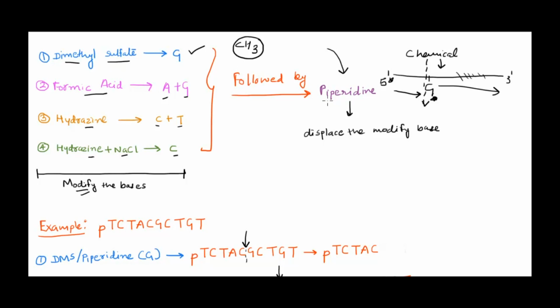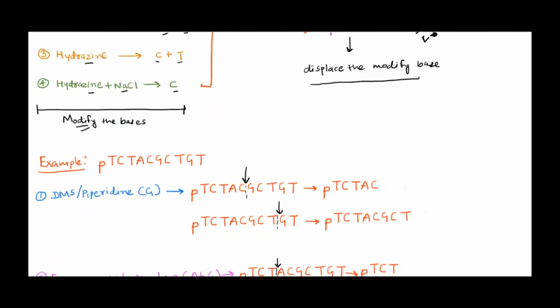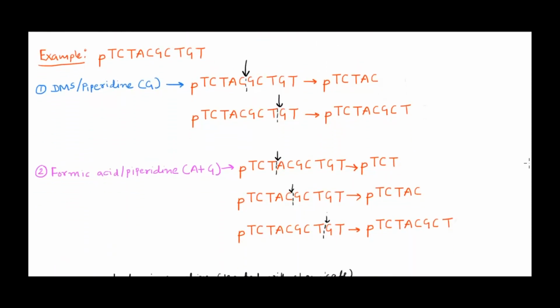Followed by piperidine treatment. Piperidine can see wherever the base is modified and it will displace that modified base. It will break the phosphodiester bond and cleave that fragment. Okay, that's why it is called the chemical degradation or chemical cleavage method. Now, can we make this more clear by taking an example of a sequence? Yes, let's try and do that.